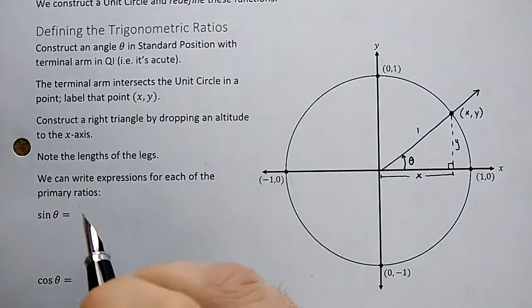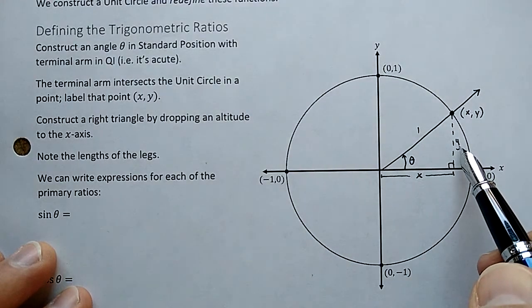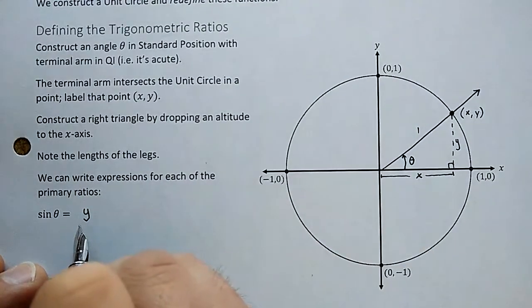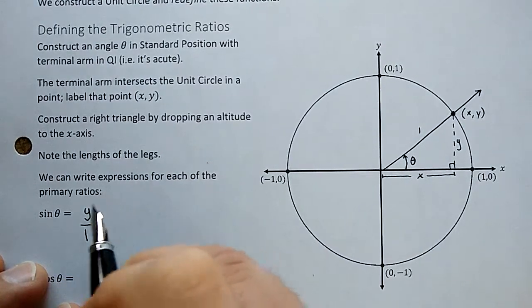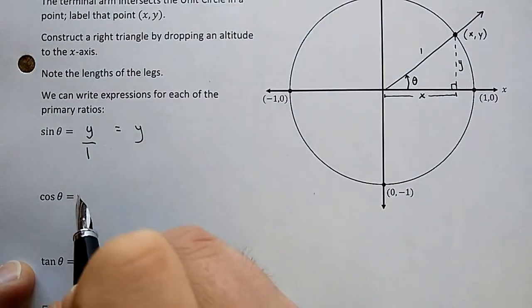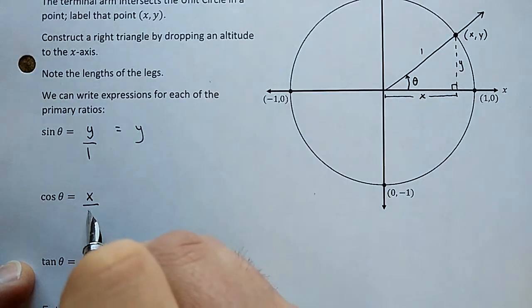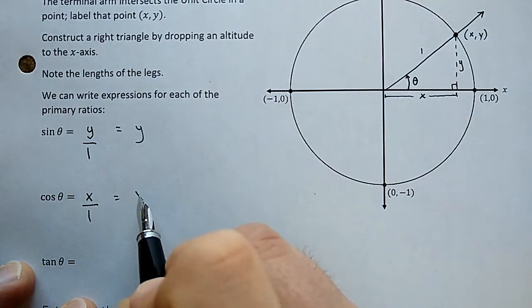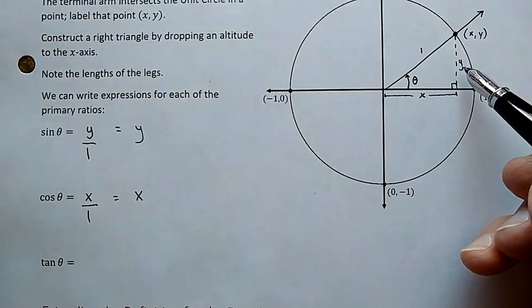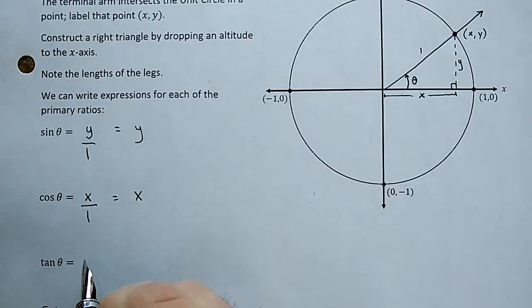Okay, let's head over here to the sine ratio. We remember that the sine ratio is the opposite side length, which in this case is y, divided by the hypotenuse side length, which in our case here is 1. So we can just say y. For the cosine, adjacent side length is x. Hypotenuse is 1, so we can just call that x. And last we have the tangent, which is the opposite side length, y, divided by the adjacent side length, x.